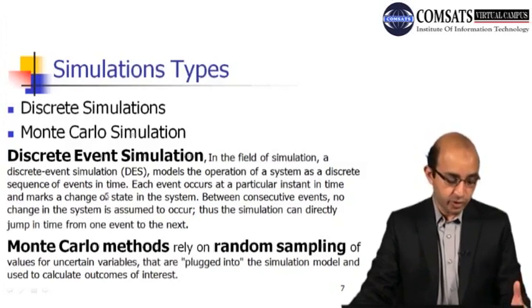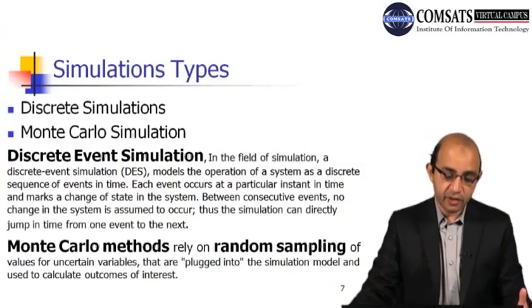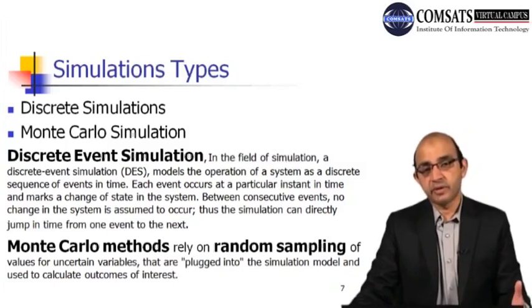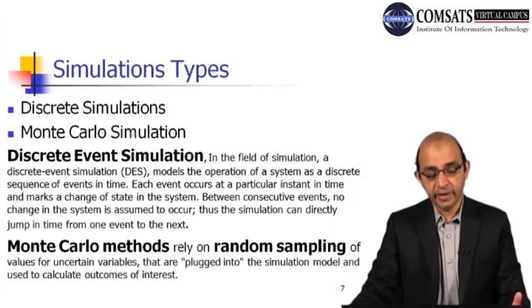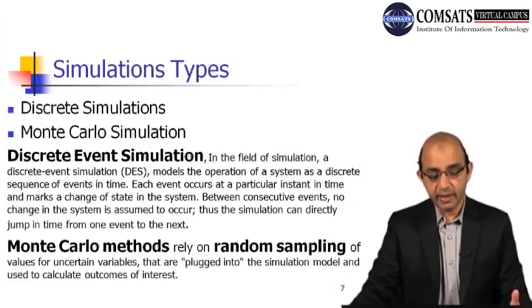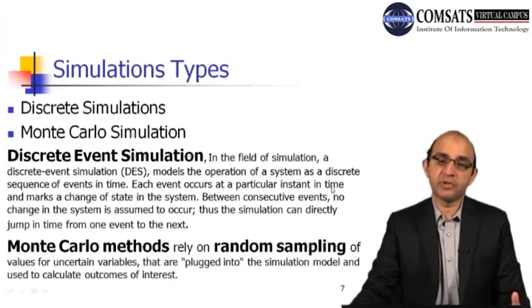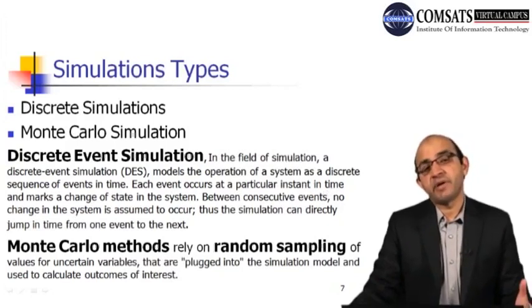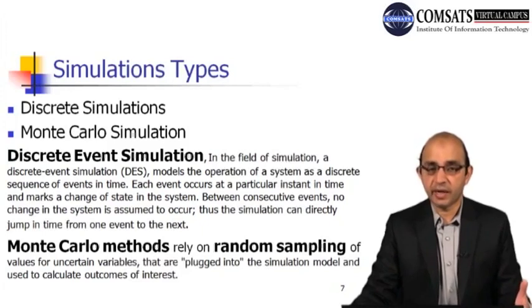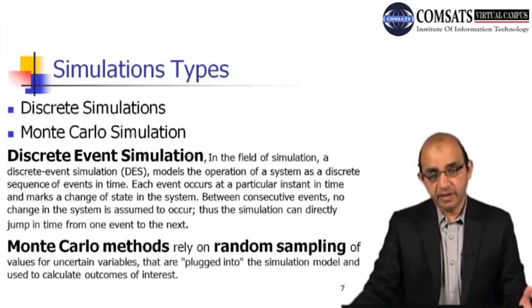So if we talk about NS2, the arrival of a packet, the routing of a packet, the reception of a packet, maybe the trigger of a packet, they all are discrete events, and they are recorded with reference to time. Each event occurs at a particular instant in time. For example, I'm interested in packet inter-arrival time, right? If I'm interested in the delay jitter, again I have to record the packet inter-arrival time, and then I will be calculating the jitter by using some formula, and it marks a change of state in the system.